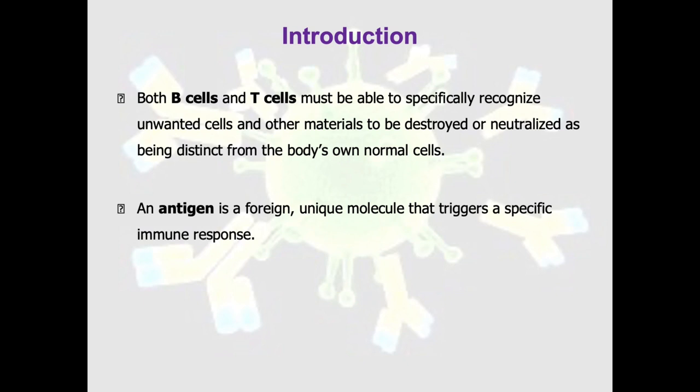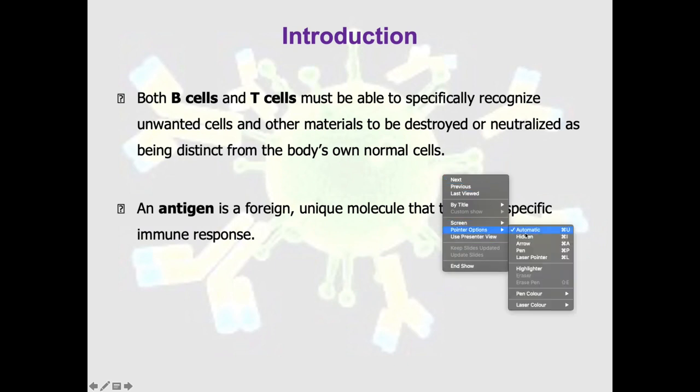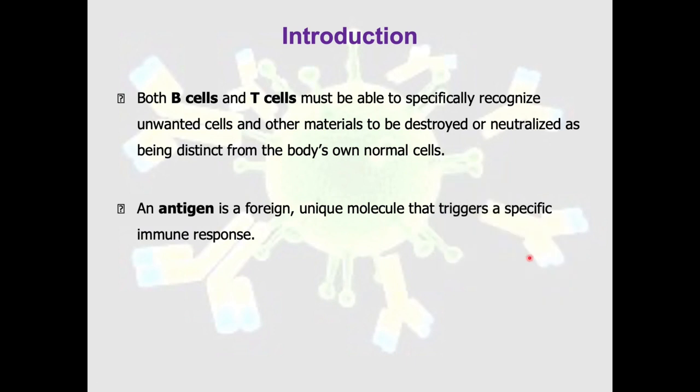So both B cell and T cell. Let me change this one first. Okay, so as everyone knows, B cell and T cell must be able to specifically recognize unwanted cells. Otherwise, all cells in our body system will be recognized as a foreign substance or foreign antigens or foreign cell. So we don't want that to happen.